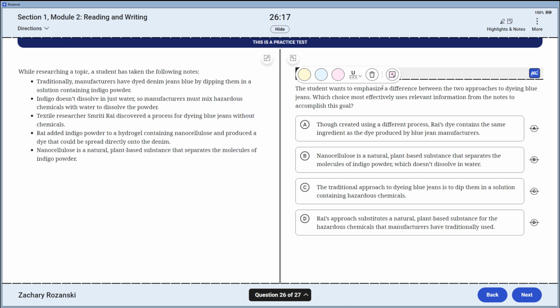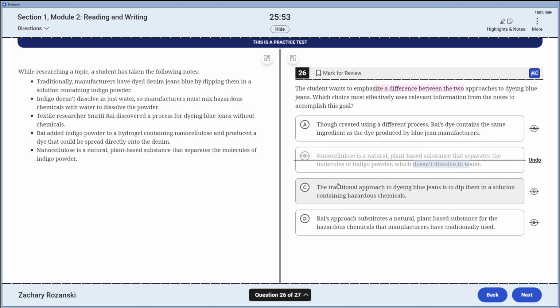The study wants to emphasize a difference between the two approaches to dyeing blue jeans. A difference between the two approaches. Though created using a different process, I guess that's a difference. Raised dye contain the same ingredients. Then it focuses on a similarity, but I guess it starts with a difference. I guess this cellulose is a plant. This is a definition structure.